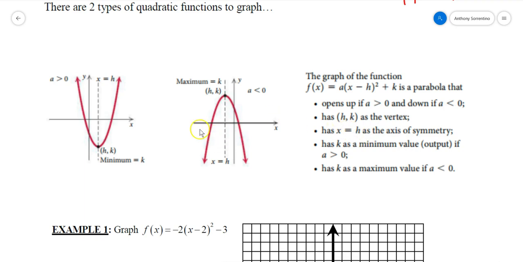Since the axis of symmetry has to pass through the vertex, x equals h is the axis of symmetry. And the k value is either going to be a minimum or maximum depending on which way it opens. So let's have a look and see how we can use this information to graph example 1.